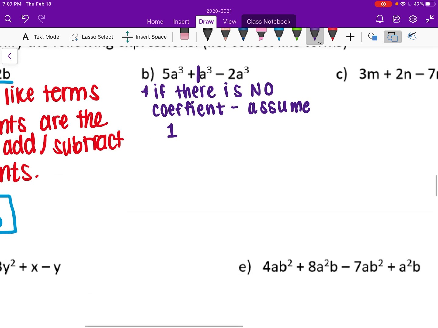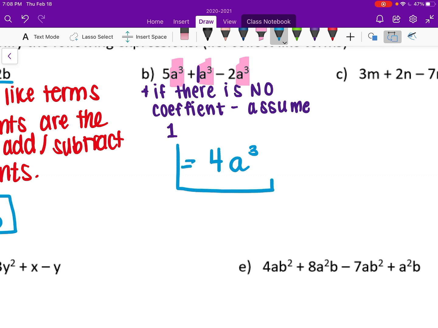Hopefully you came back. So you know that this is a cubed, a cubed, a cubed. So all of these are like terms. So now I'm just going to add them together. I'm going to leave the a cubed. I'm just going to go in and write my a cubed here, because that's going to stay the same. And then I'm going to do 5 plus 1 minus 2. So 5 plus 1 we know is 6, minus 2 is 4. So it's 4a cubed.